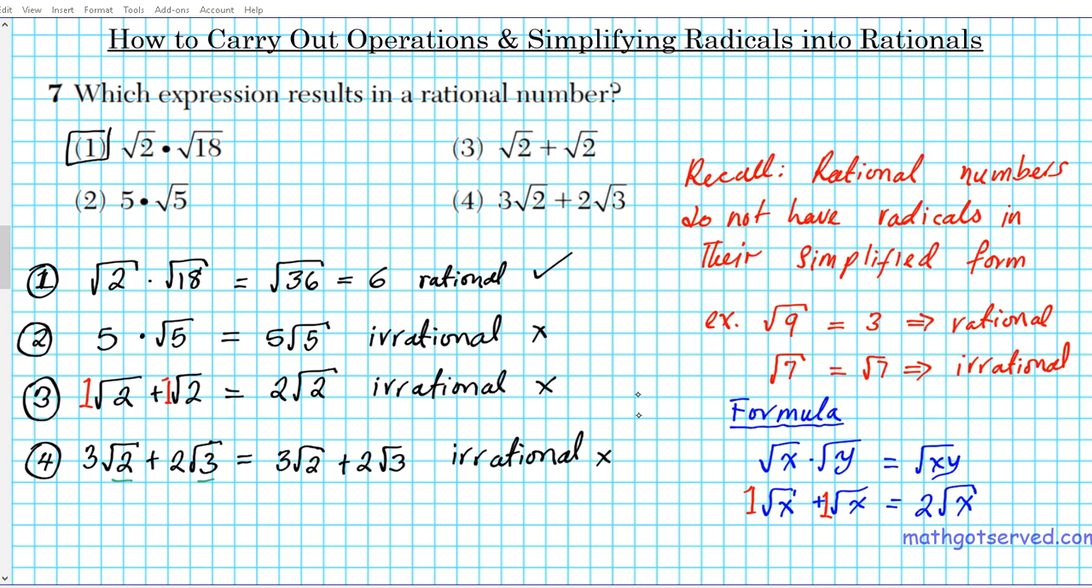Now a question for you to think about. In option 3, we added two irrational numbers, and we ended up with an irrational number. So the question is, is that always the case? Whenever you add two irrational numbers, do you always end up with an irrational number? Let us know what your answer is.